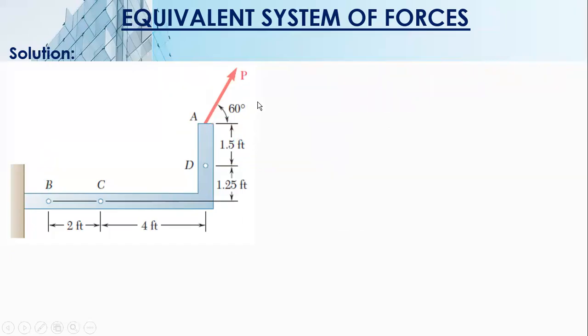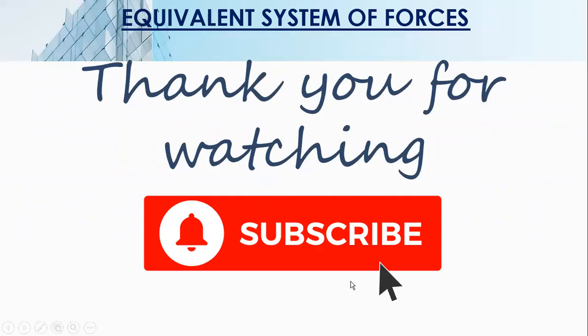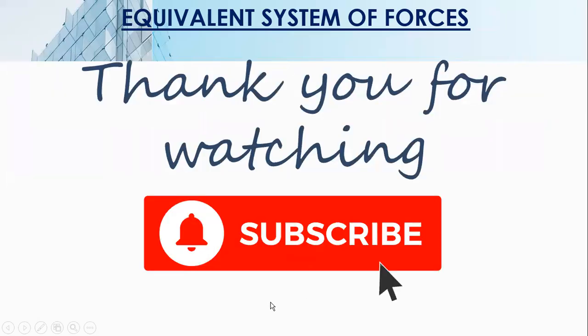So to summarize, this is our original system. Another equivalent system aside from C is this one: FB of 20 and FD at an angle of 56 degrees. So this system is equivalent to the original system. Okay, that's it. I hope that you have learned something from this. This is equivalent system of forces for finding the resultant of a particle: the original system is replaced by another system. Okay. Thank you for watching.